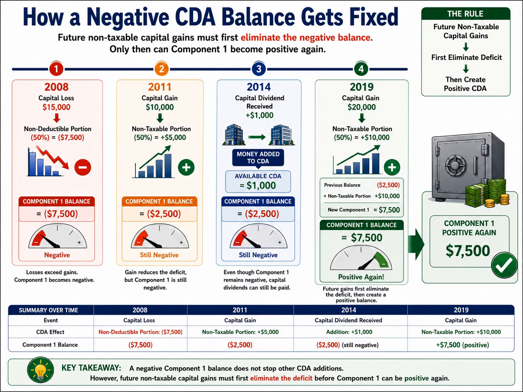Understanding this rule is essential because it demonstrates that the CDA is not just one running number. It is a collection of components that interact under special rules, and those rules can create valuable planning opportunities for corporations and their shareholders.